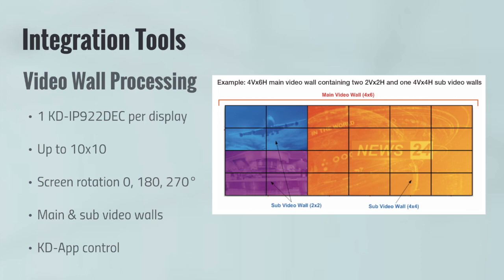There are some advanced features such as screen rotation and mosaic video wall layouts, and the ability to build main and sub-video walls, a sub-video wall being a display within a video wall, if you will. But in the video wall, each image extends through the entirety of each display, so there's no picture-in-picture with this feature.